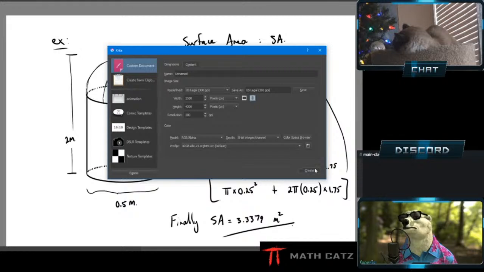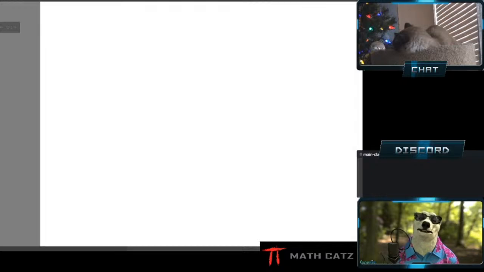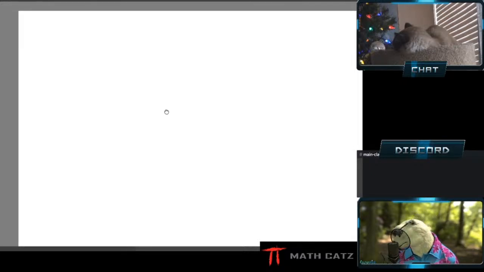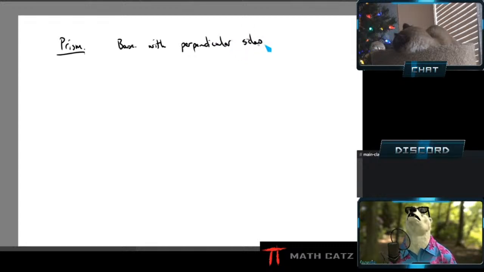Prism. So let's remember what a prism is. It doesn't have to be regular. The sides can be much higher. But a prism, in the mathematical sense, is, now you can define this in many ways, you have a base, and then you have perpendicular sides, and then the top is the same as the base. That's a prism. Think of it as a box.